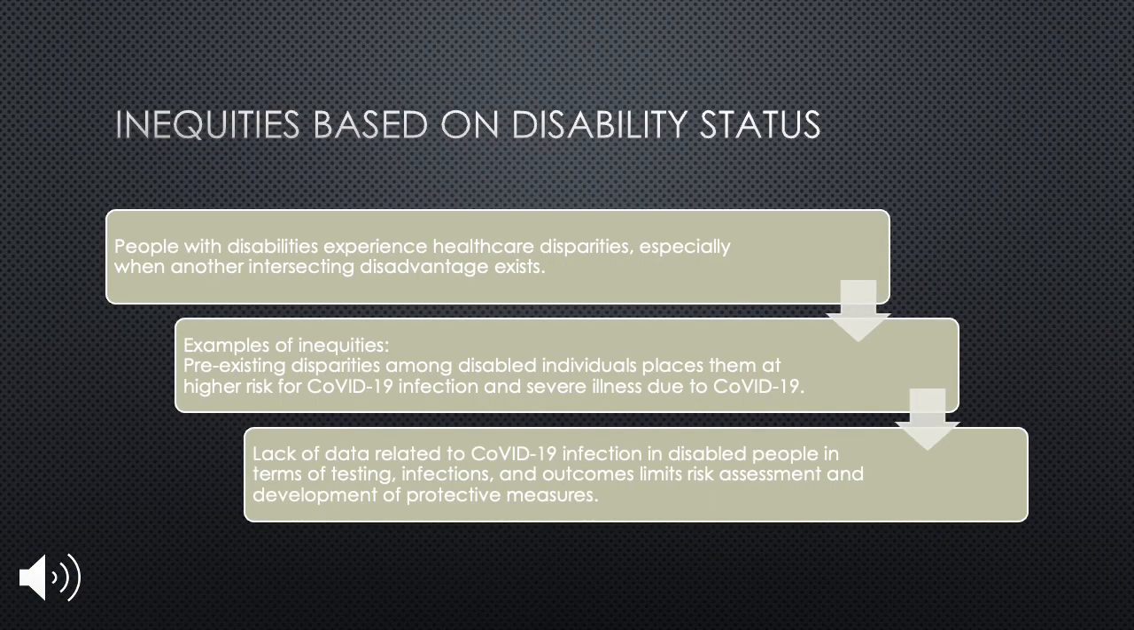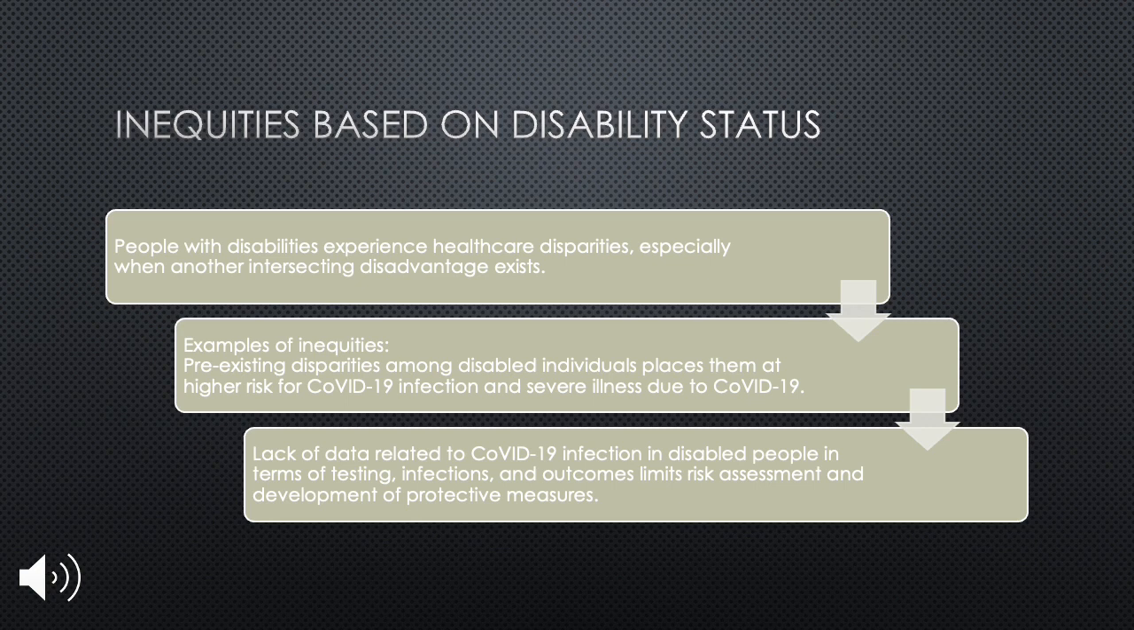People with disabilities experience health inequities, especially when another intersecting disadvantage exists, as we discussed on a previous slide. So if you remember, some examples of those are age, sexual orientation or identity, gender, or education. For example, pre-existing disparities among disabled individuals places them at higher risk of contracting COVID, and then when they do get it, they're also at greater risk of severe illness.